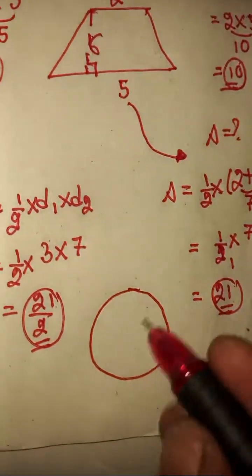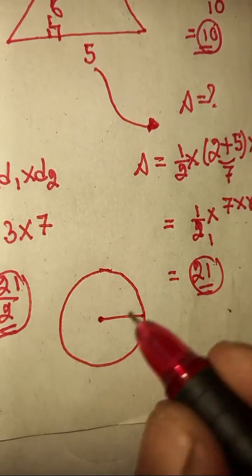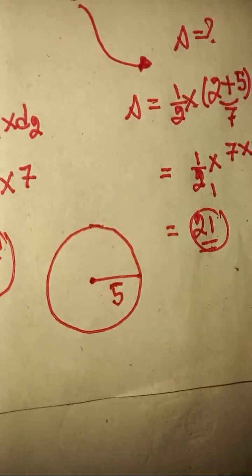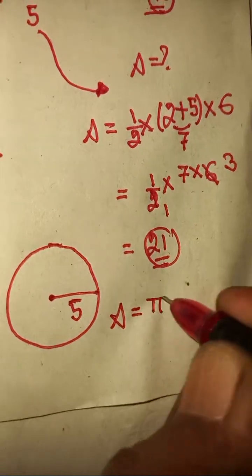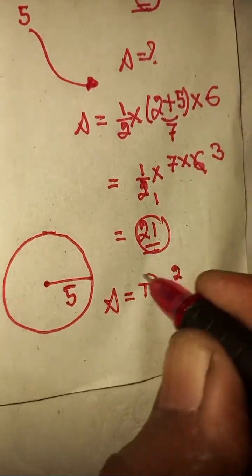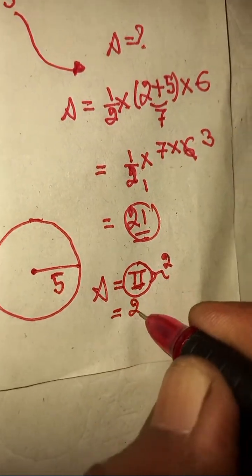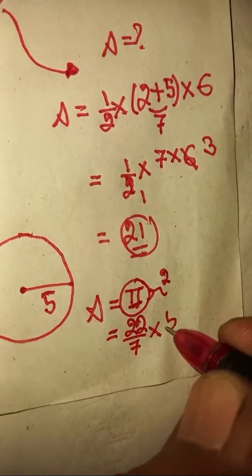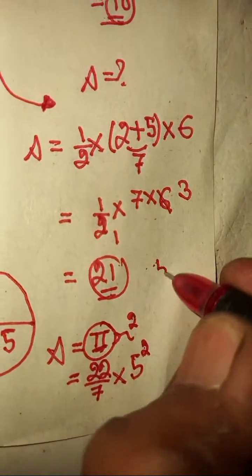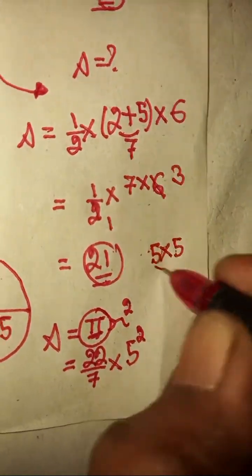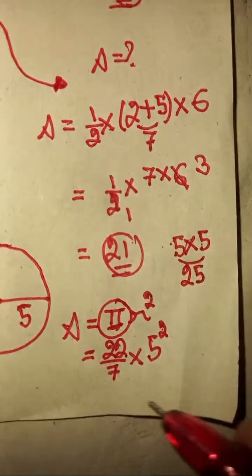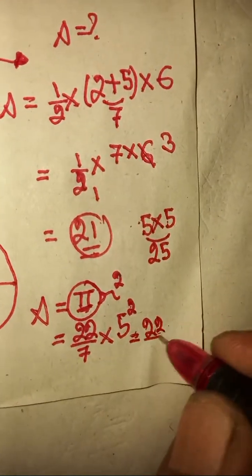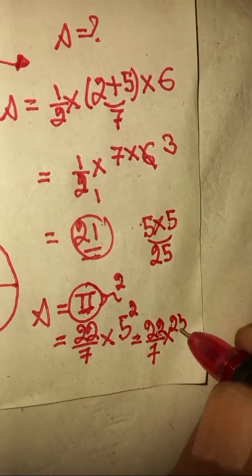Circle, you need to find out the area, means they are giving the radius as 5 units. Area of this circle is pi r square. For pi you can take just the value 22 by 7 times this radius, which is 5, 5 square. 5 square is 5 times 5, which becomes 25. So this is 22 by 7 times 25.